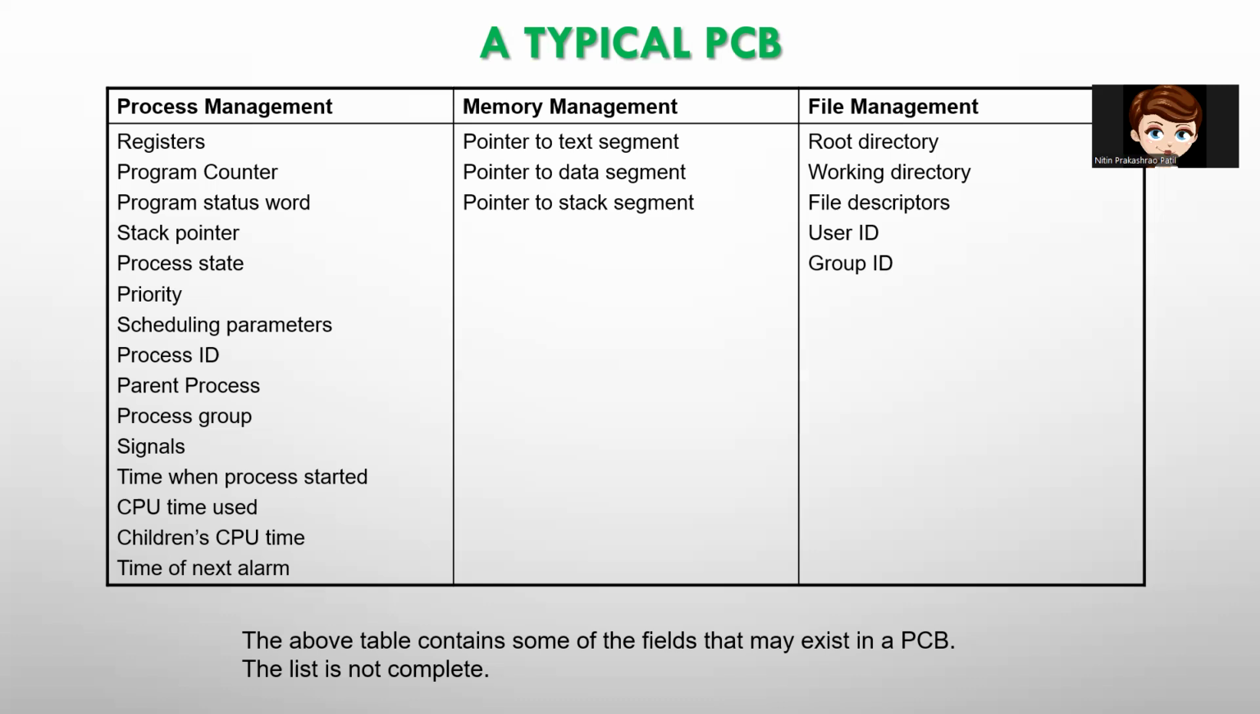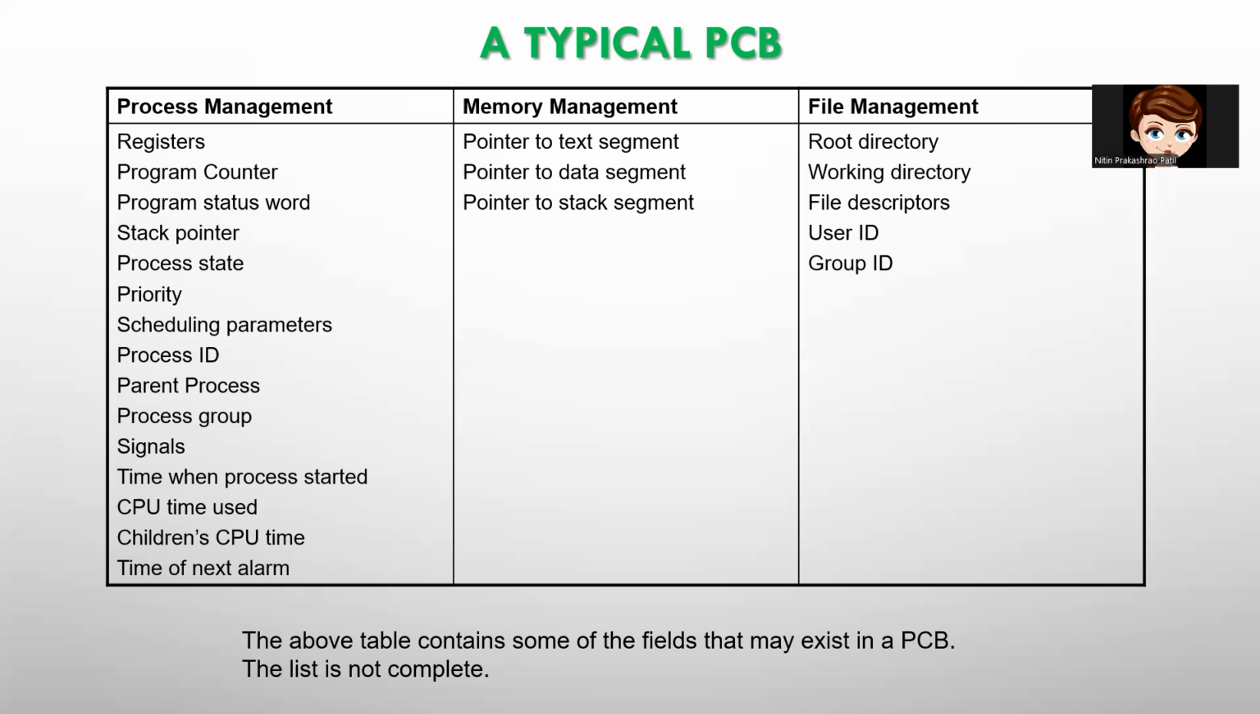PCB is a data structure maintained by the operating system to store important information about the process. It helps the OS to track, schedule, and manage the process efficiently. Now, if we discuss the key functions of PCB, PCB acts as an identity card for each process and is essential for process management, memory management, resource management, inter-process communication, and so on.